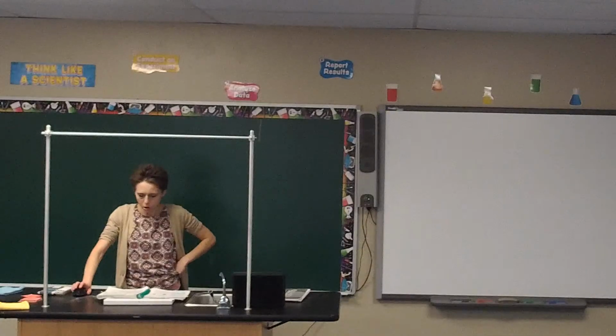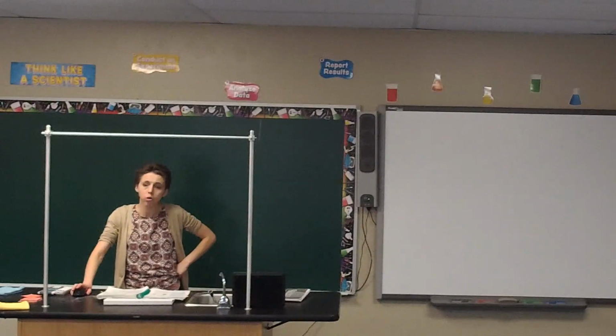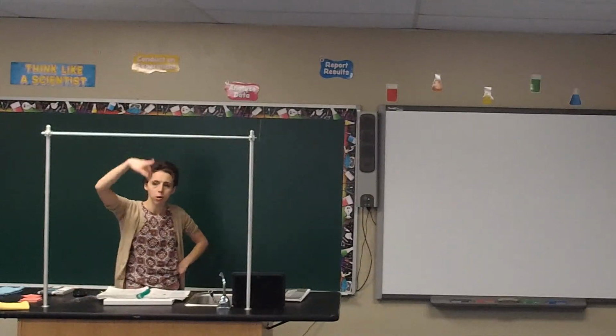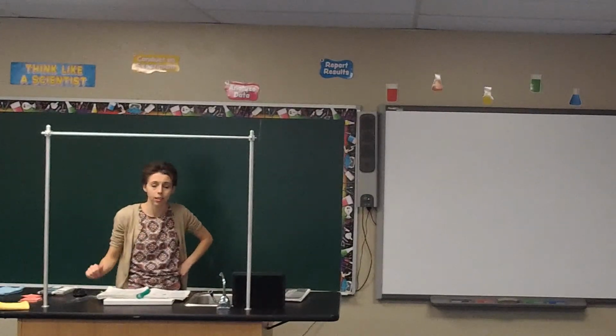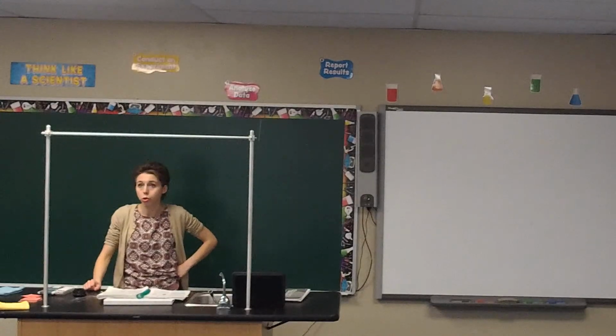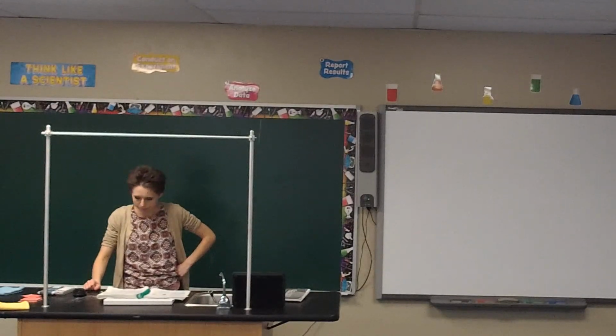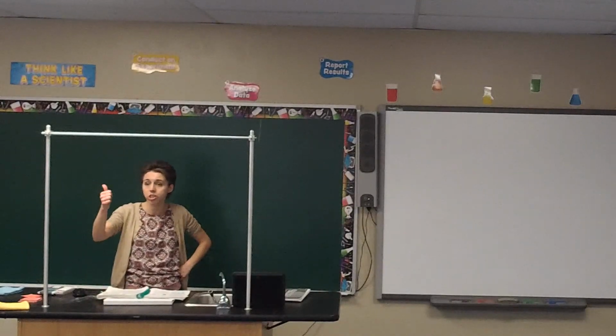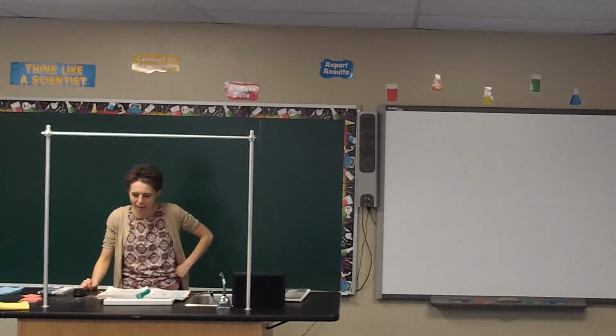Alright, who came up with the wave mechanical model, saying that electrons move in a wave-like pattern as they go around? Erwin Schrödinger. So make a note for his name as well. Alright, who came up with the uncertainty principle, saying you can't know the position and the velocity at the same time?